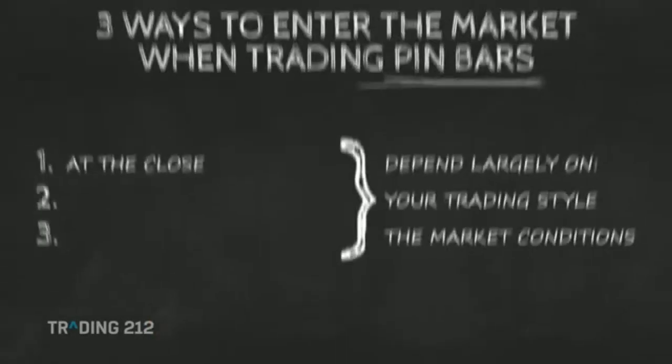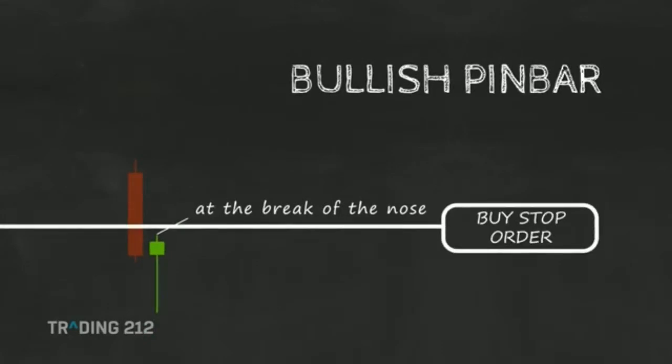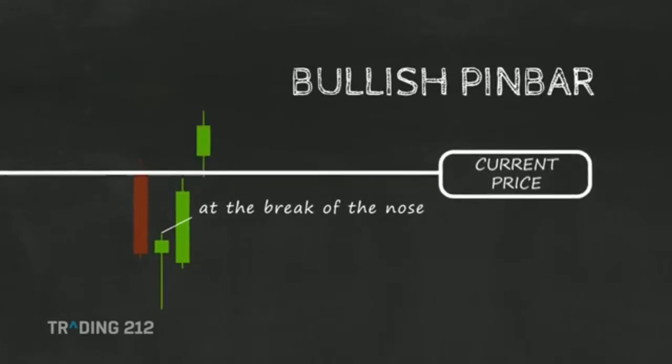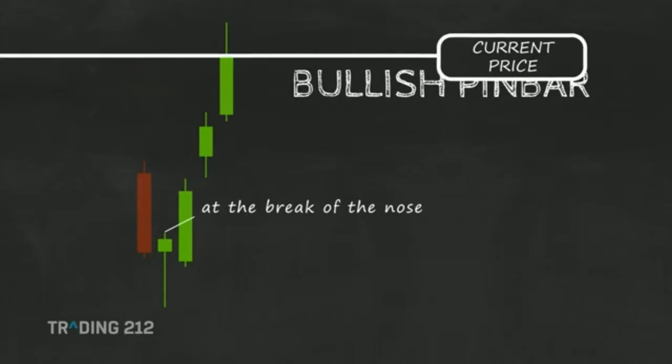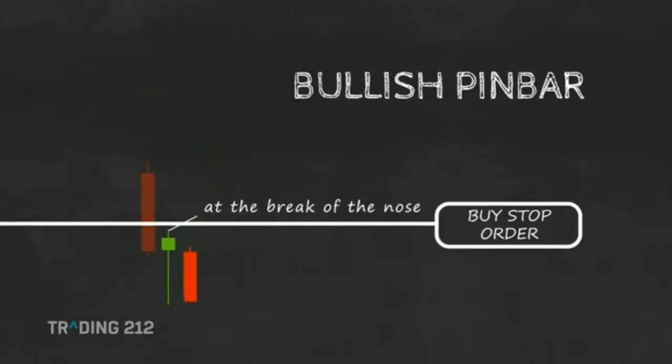The second is at the break of the nose. To enter at the break of the nose, you would set a buy stop order just above the high of the wick. The idea here is that if the price went up from this close, then you would be filled and in a good position to take advantage of the price upward momentum. The advantage of this entry is that you can avoid some losing trades. Sometimes the price will fall from the close and plummet until you're stopped out.